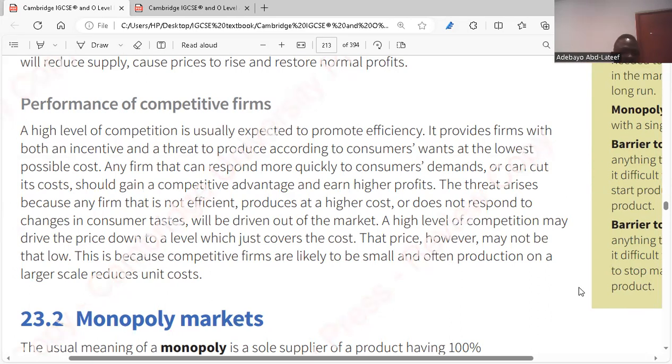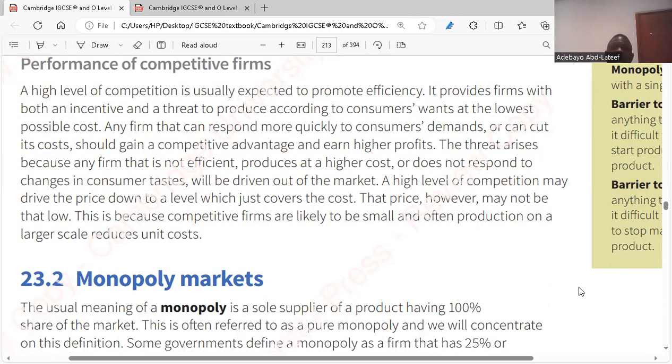Clear? Yes. Now go to the performance of competitive firms. They said a high level of competition is usually expected to promote efficiency. It provides firms with both an incentive and a threat to produce according to consumers' wants at the lowest possible cost. Any firm that can respond more quickly to consumers' demands or can cut its cost should gain a competitive advantage and earn higher profits.